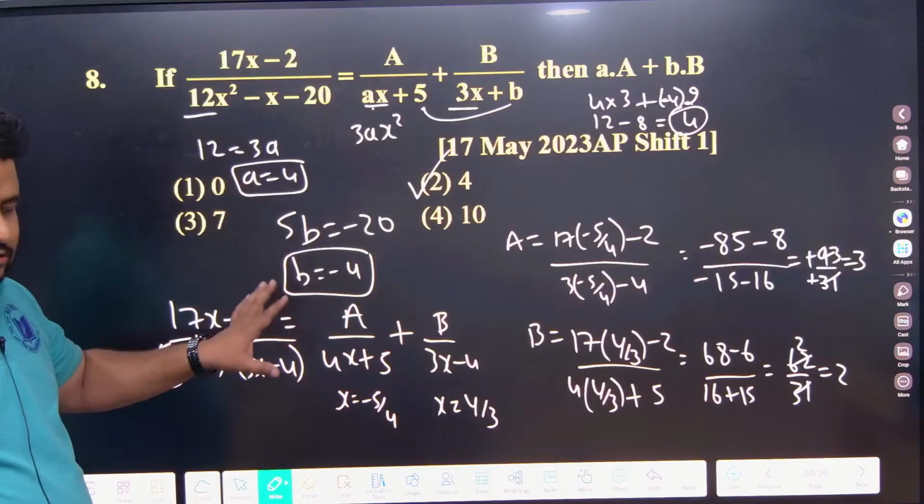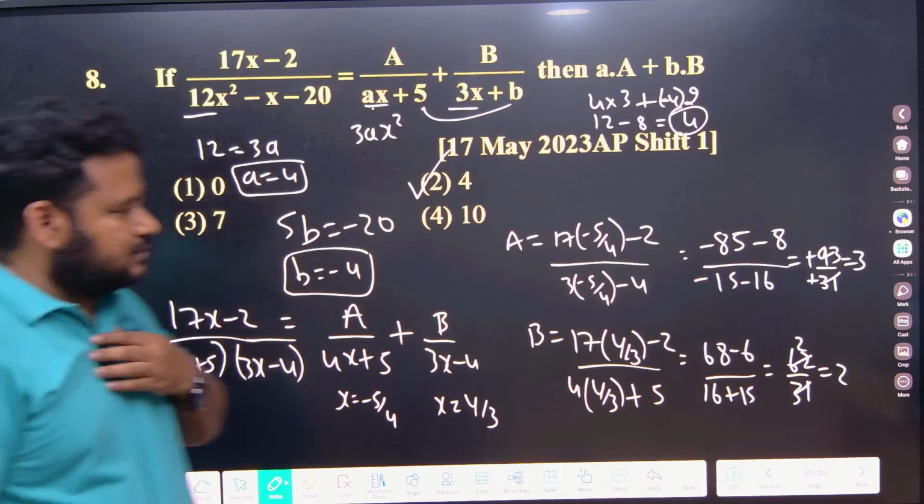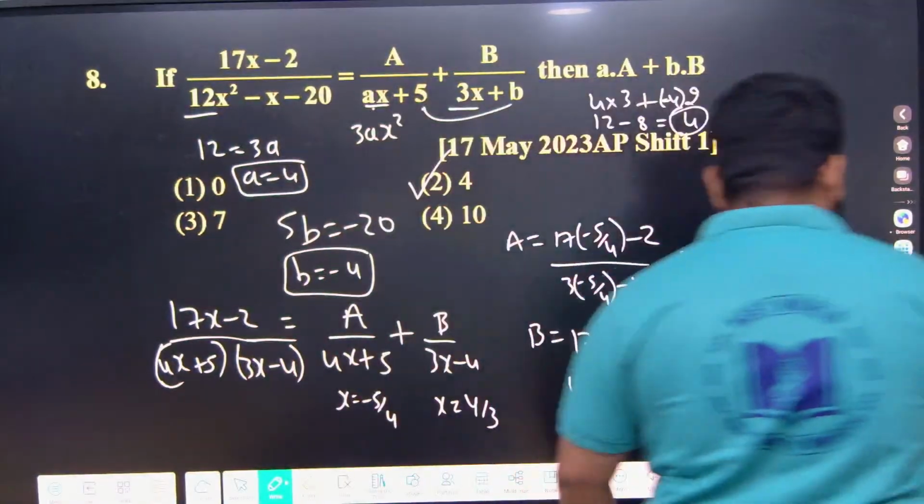Clear? On the PYQs only I am telling the concepts here. Okay, very simple chapter. See, easily you will be able to solve two questions. Definitely you must be able to solve.